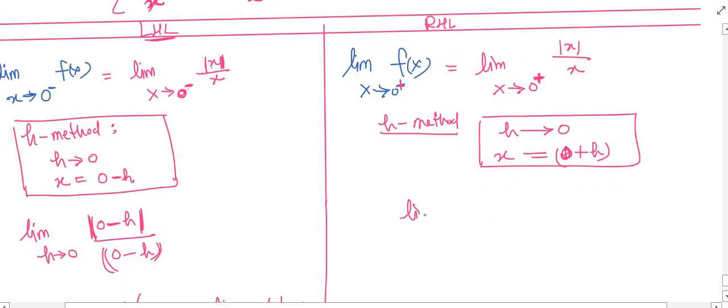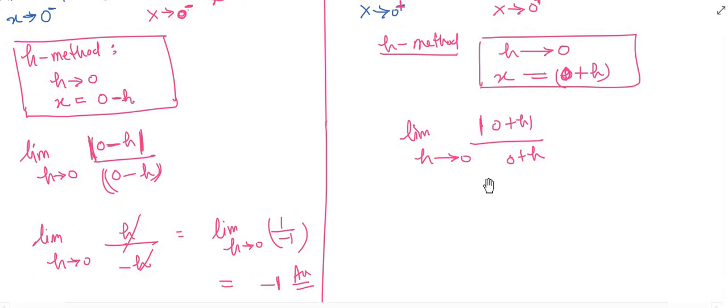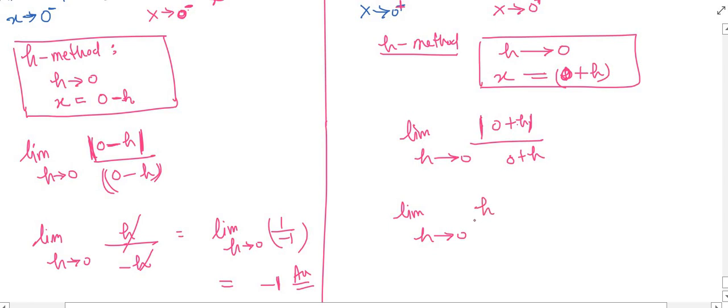Okay. So limit h is tending to 0. x is replaced by 0 plus h. Fine. So now this will become limit h is tending to 0. When we remove the mod from here, it will become h by h. h and h cancel, which is 1. So limit h is tending to 0, 1 is 1 only.